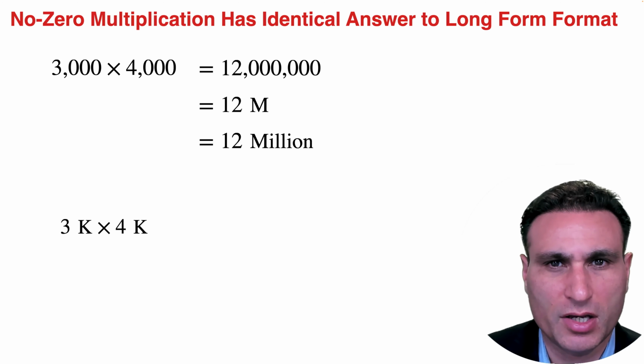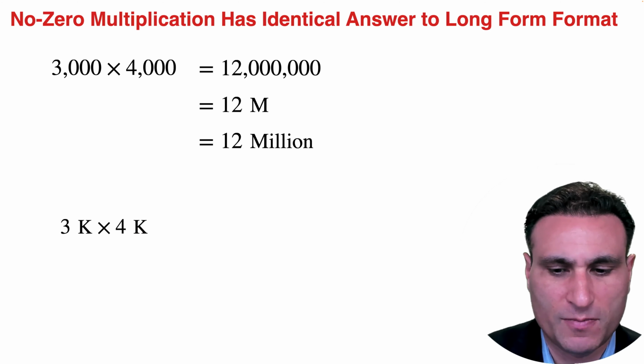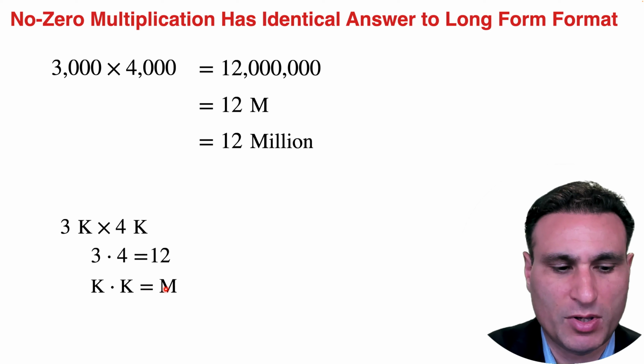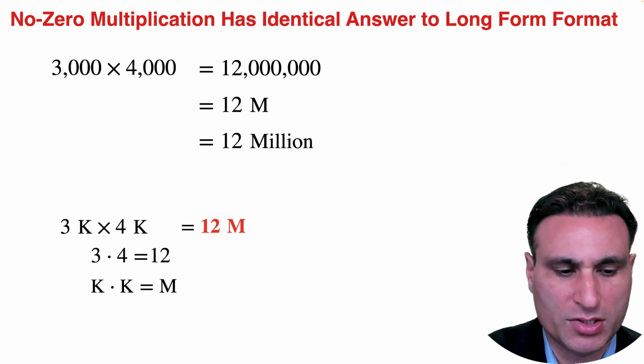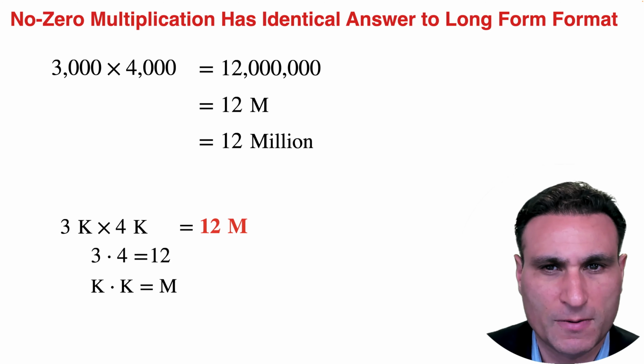And here is the calculation with no-zero multiplication. We have 3,000 times 4,000. 3 times 4 is 12. 1,000 times 1,000 is million. So the result is 12 million. So again, no-zero multiplication gives the same answer as long-form calculations.